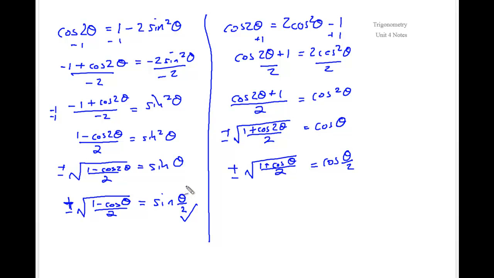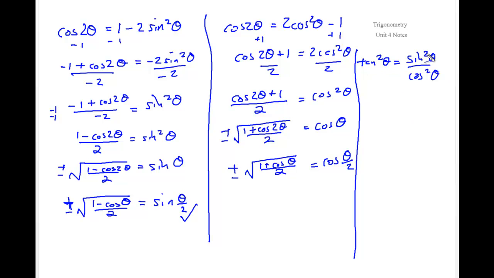Alright, now the final one we're going to do is tangent. And I think I got enough room to squeeze it onto this side of the page right here. How we're going to start off with tangent is we're going to start off with just this idea that tangent squared theta is equal to sine squared theta over cosine squared theta.